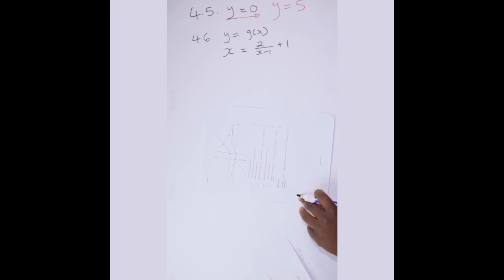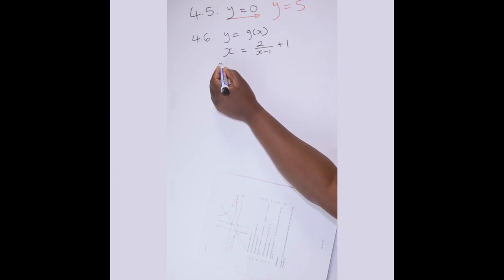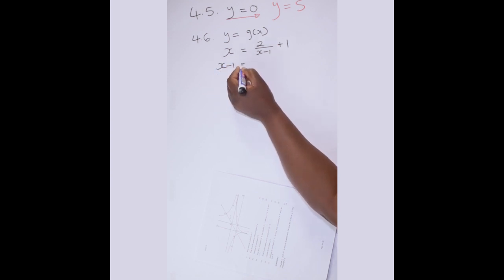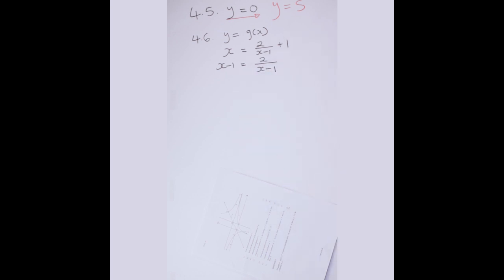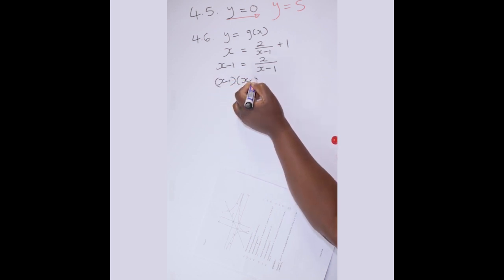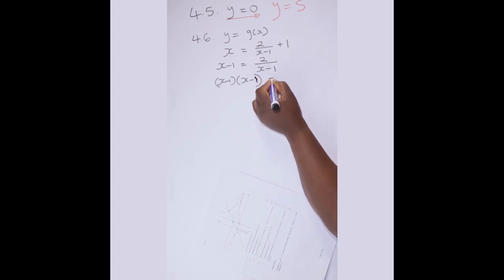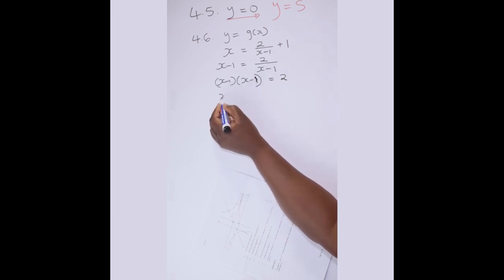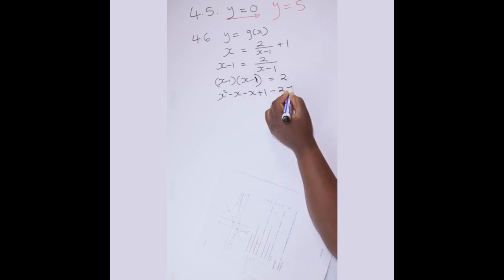And then we do the algebra to get to the solution. Remember, moving the 1, we subtract it on both sides. So we'll have x minus 1 equals 2 divided by x minus 1. And then we multiply both sides by x minus 1. So when you multiply both sides by x minus 1, we will now remain with x minus 1 times x minus 1 in a bracket equals 2. Remove the bracket, we'll have x squared minus x minus x plus 1, and there's a minus 2.